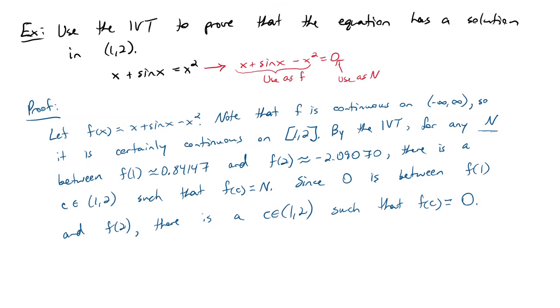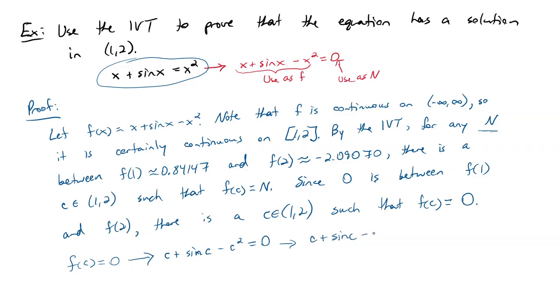But now, let's look at what that means. F of c equals 0. Well, that means f of c, here's our definition of f. F of c means we plug c into this function for x. So in other words, we know that c plus sine of c minus c squared equals 0. Now we want to back up and make it look like this. So I'll add the c squared back to the right side. So we know that c plus sine of c equals c squared.